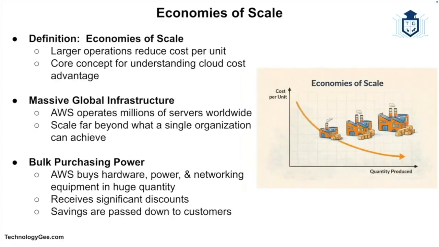All right, next let's talk about economies of scale. So one of the biggest benefits of the AWS cloud, and a concept that you absolutely need to understand for the exam, is economies of scale. And this is basically the idea that the bigger an operation gets, the cheaper it becomes per unit. And AWS operates data centers at a scale that no single organization can realistically match, because we're talking about millions of servers across the globe. And because AWS buys hardware, power, and networking equipment in massive quantities, they get huge discounts. They then pass those savings on to the customers, and that's why running workloads in AWS is often significantly cheaper than maintaining your own on-premises infrastructure.